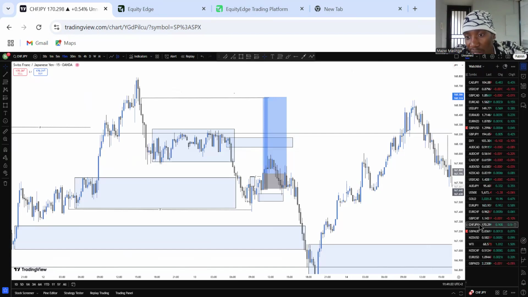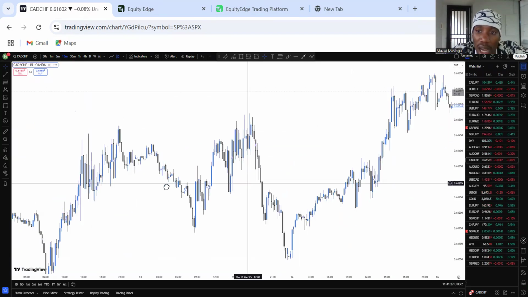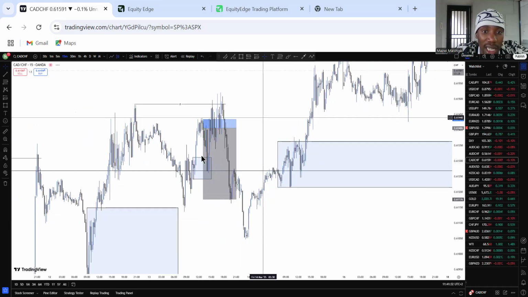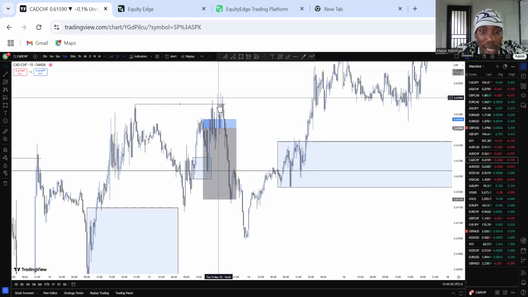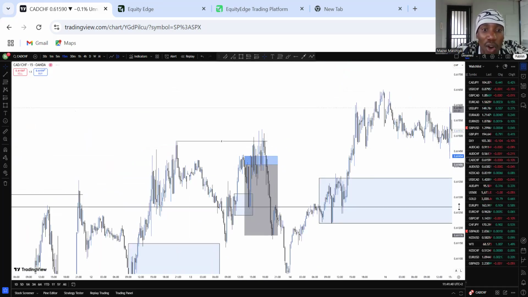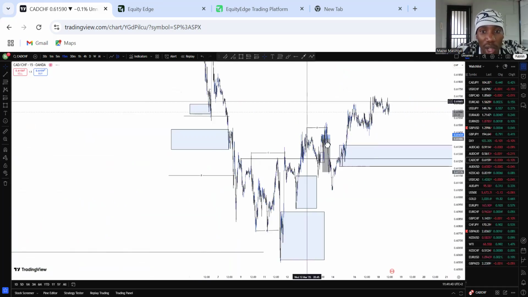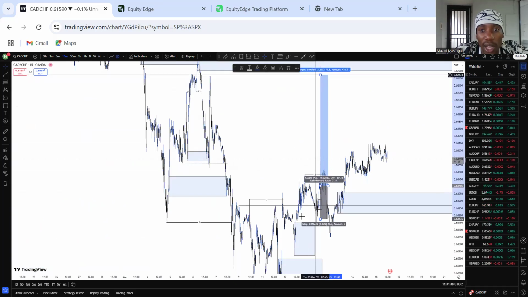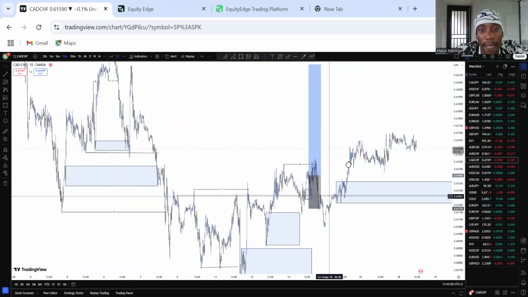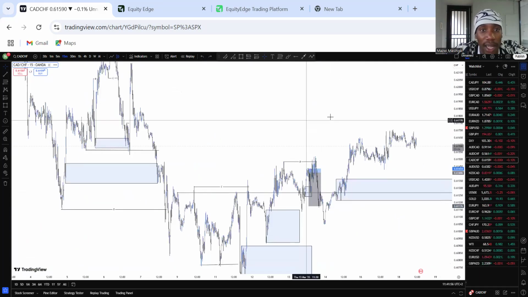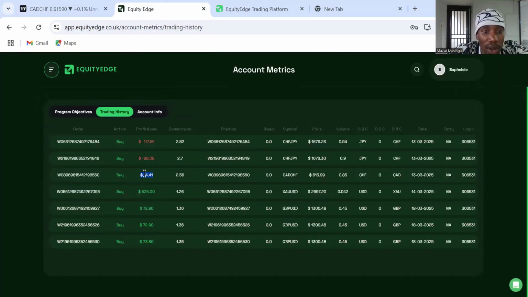I won't count this one because I ended up closing it because it was late. I opened this CAD CHF late during the day. As you can see, I opened the trade here, and the market came here and was busy playing here. I said, nah, man, let me close this thing. My TP was all the way up here. And then I ended up closing with $14.